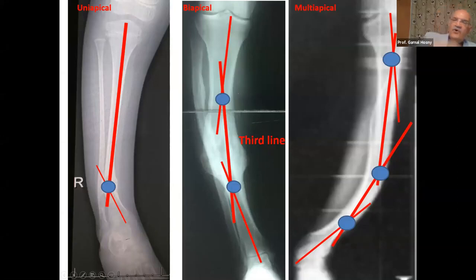If you have a more C-shaped deformity, or like a semicircle, you can have more than one middle segmental line. So we have a proximal axis, a distal axis, this axis represented this segment, another axis representing this segment, and you have three CORAs. This is multi-apical deformity.